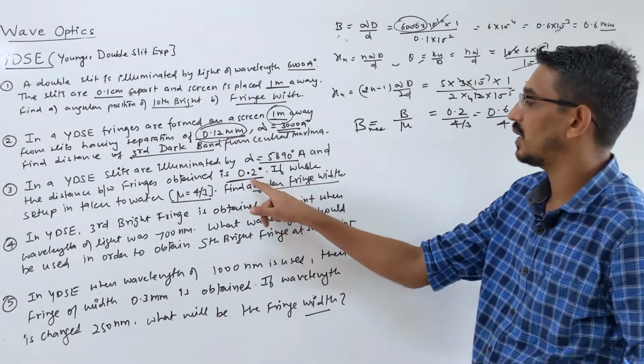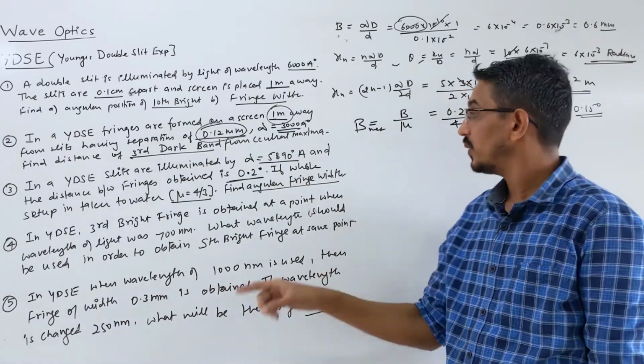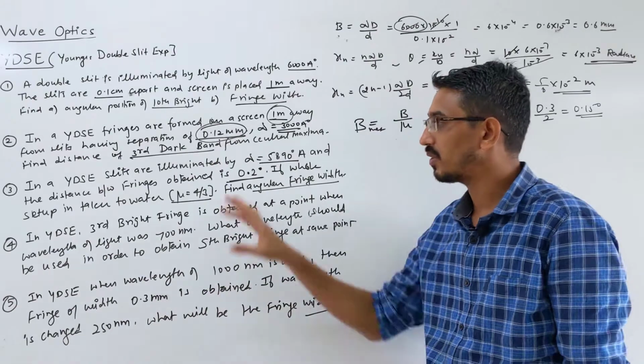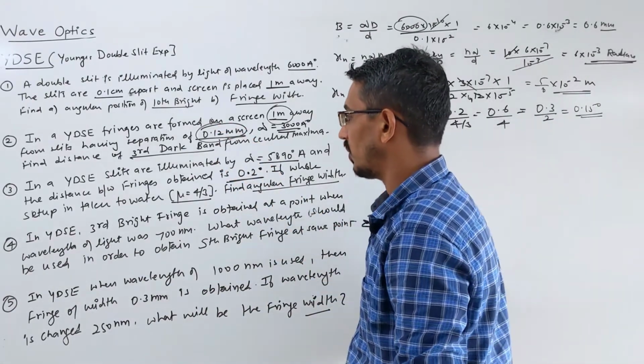Here the answer is given in degrees, so the answer should also be in degrees. If it is given in radian, it should also be in radian. So linear or angular, both fringe widths will change when you take your setup into a medium. Okay, move to problem number 4.